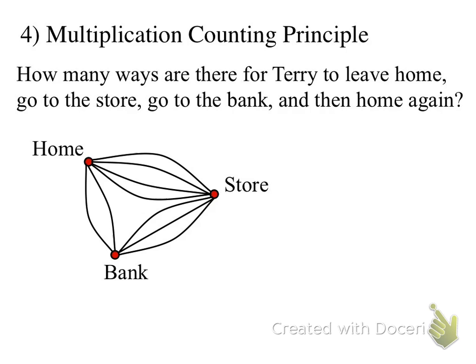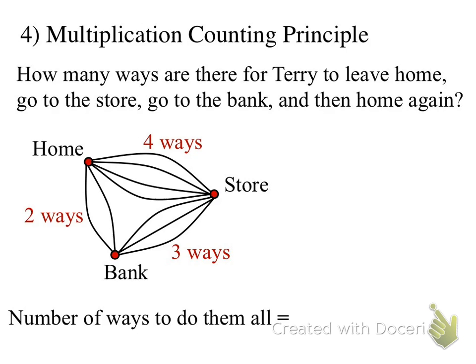Multiplication counting principle. How many ways are there for Terry to leave home to go to the store or to go to the bank and then go home? So from home, if there's 4 routes from home to the store, and 3 ways to go from the store to the bank, and 2 ways to go from the bank to home.